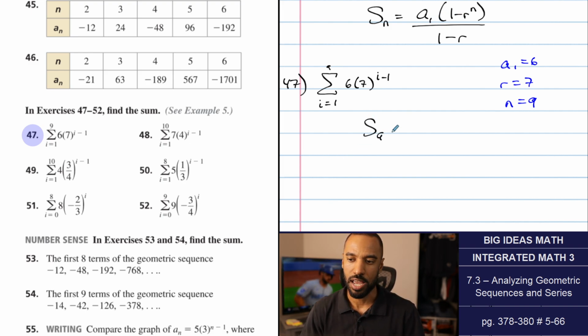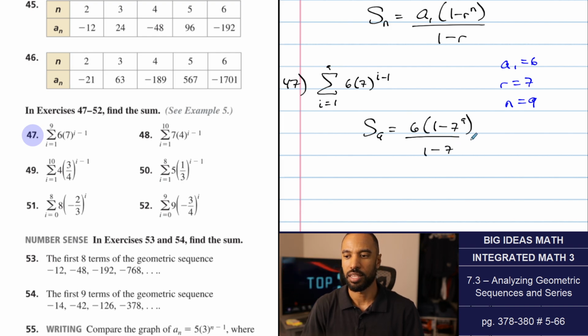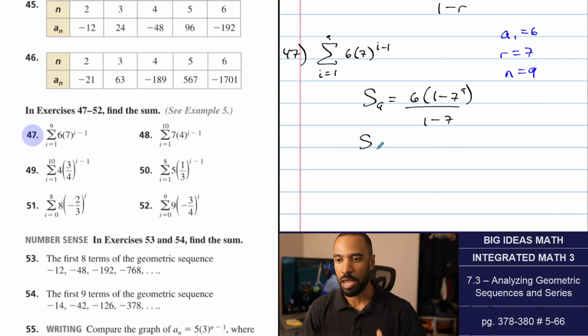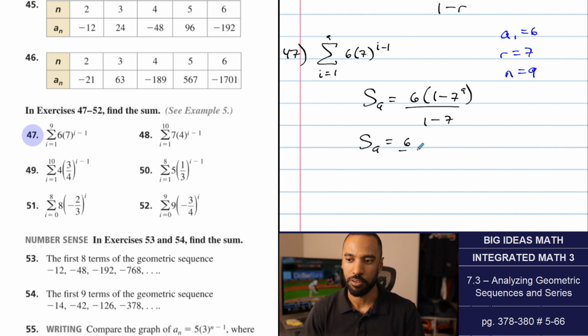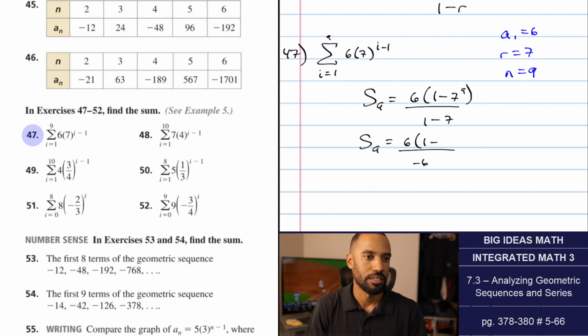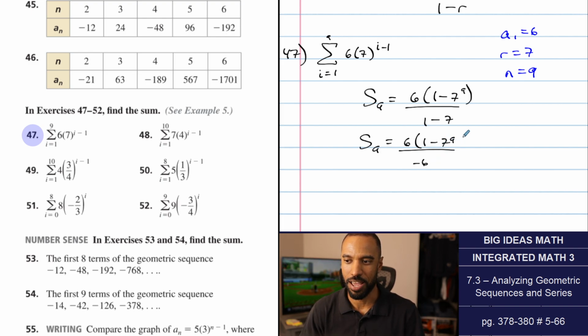So the sum of the first 9 terms of this set is the first term times 1 minus the common ratio to the 9th power over 1 minus the common ratio, like that. Now, there's some simplification that I prefer to do here before going to the calculator. For example, this is 6 over -6 right there. And let's figure out 7 to the 9th. I'm just going to keep it as 7 to the 9th for now because it's a kind of big number. This becomes -1.